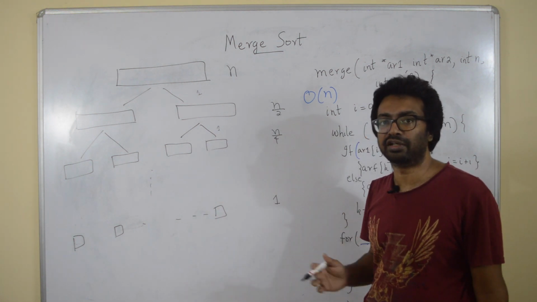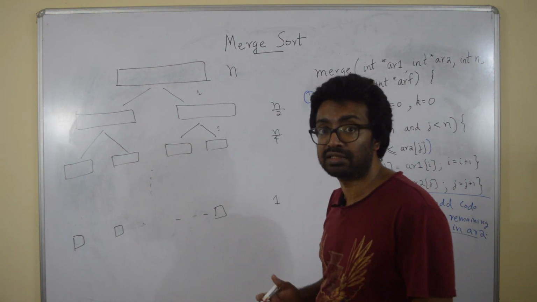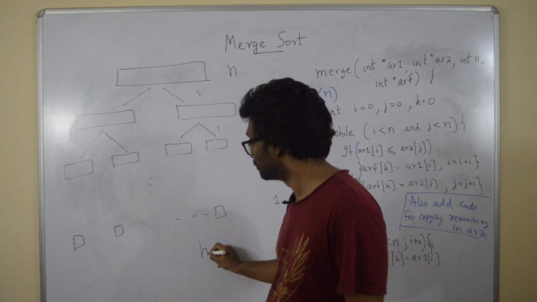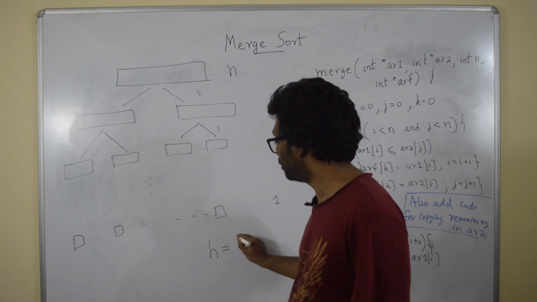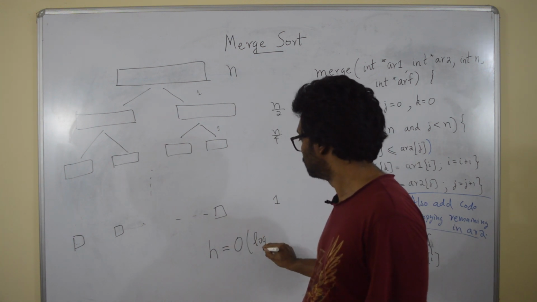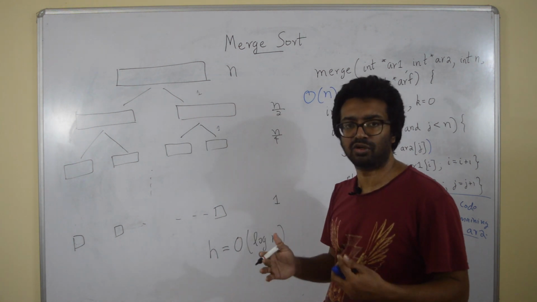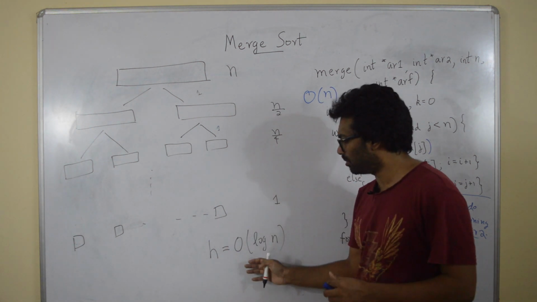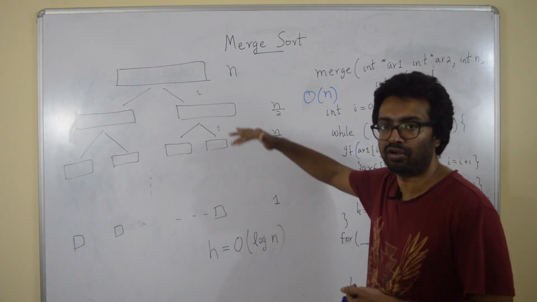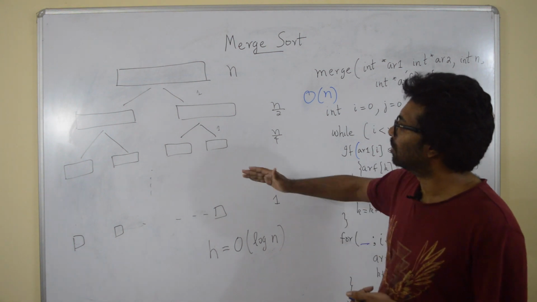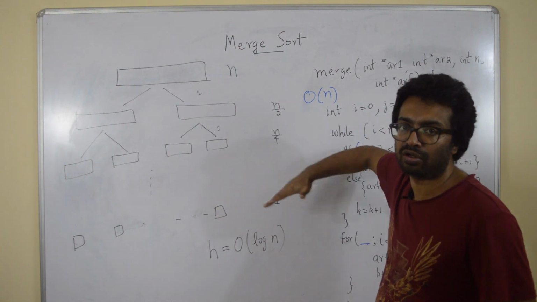This is a complete binary tree, and its height we know. So height is going to be order log n, right? The exact height is log n plus 1 minus 1 or something like that, so I'm going to write it as height is order log n. Okay, so this is the height of this tree. There are this many levels. The number of levels is order log n, right?